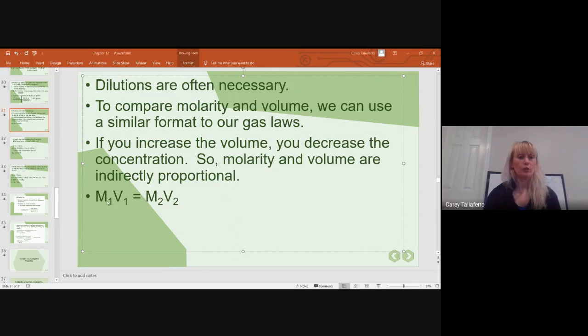The formula that you're going to use is the molarity of one solution times the volume of that one solution equals the molarity of the second solution times the volume of the second solution. And just like with the gas laws, you're going to be given 3 blanks, and you need to find the 4th blank. So you fill in 3 of these, and you multiply and divide to find the 4th one, the one that you're looking for. So let's just go right into an example, okay?